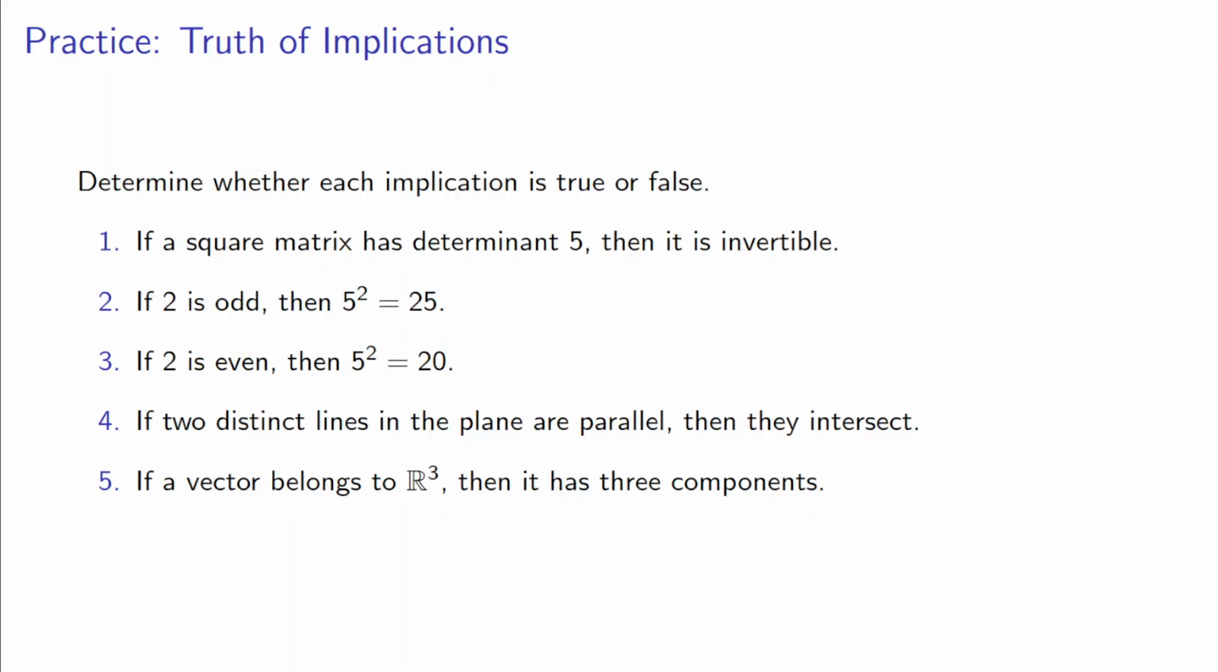If a vector belongs to R3, then it has 3 components. Again, sort of depending on the particular vector. If our vector does belong to R3, then it would have 3 components. If it doesn't, if the first part is false, then the second part would be false. But the main thing we're looking at is assuming that first part is true, the second part would be true. So the statement as a whole is true.